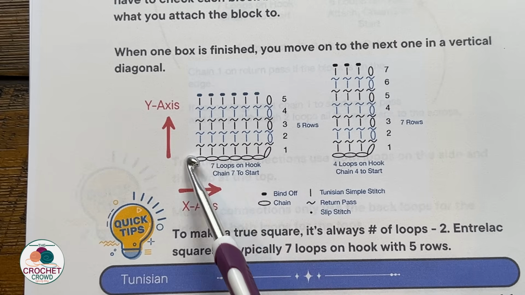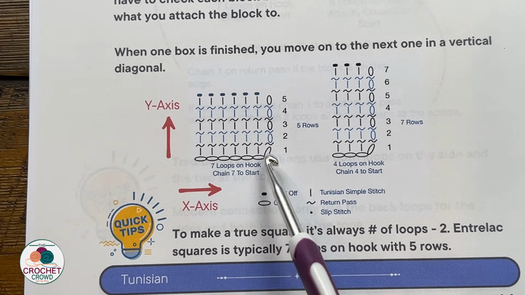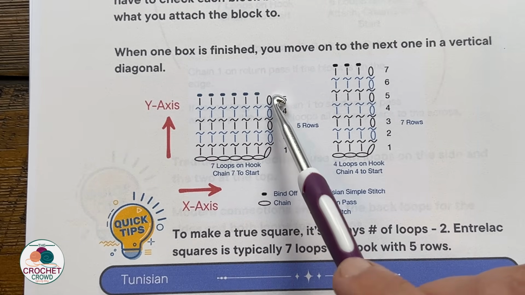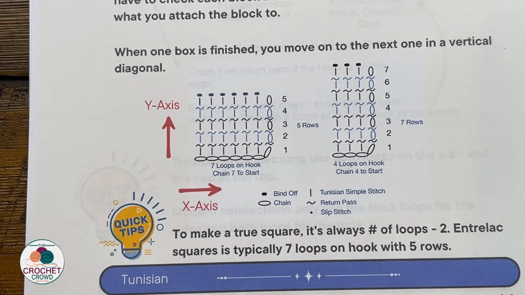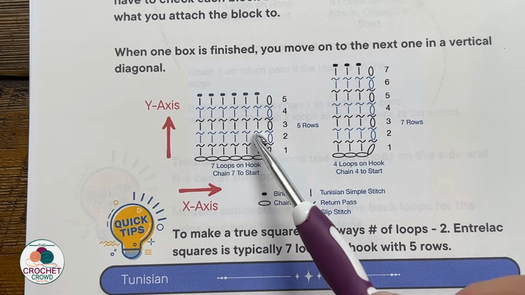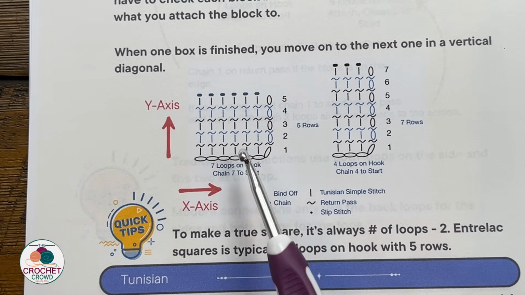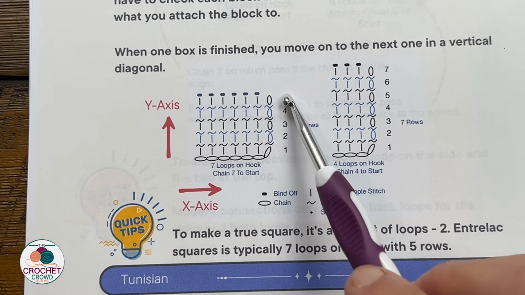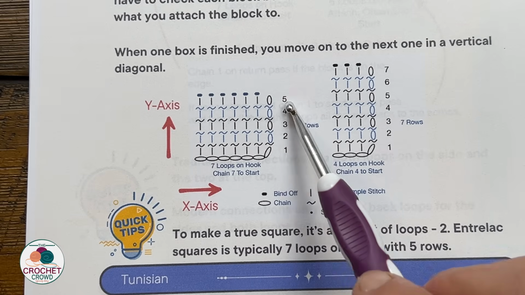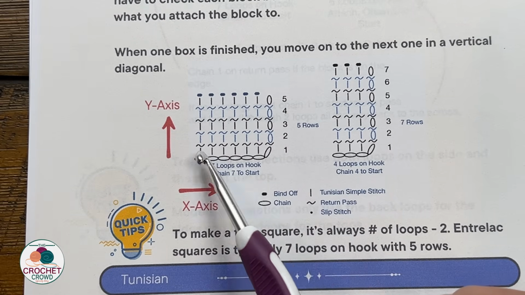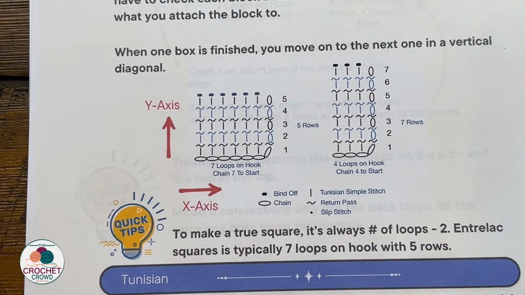So whatever this is, the number of loops minus 2 will give you the number of rows that you need in order to complete it as a box. A lot of people ask, I want to make a different size box. How do you do it? It's just a matter of the number of loops, and then the number of rows is 2 less than the number of loops that you started with.